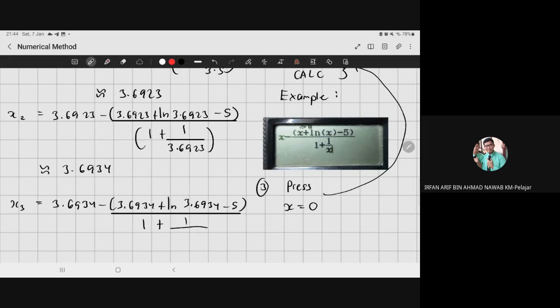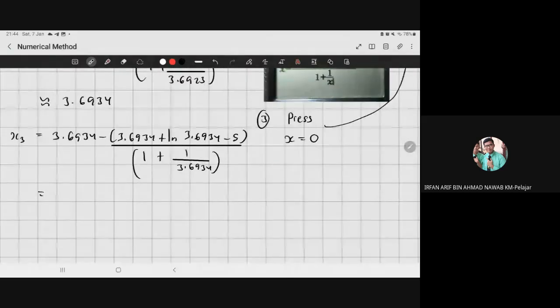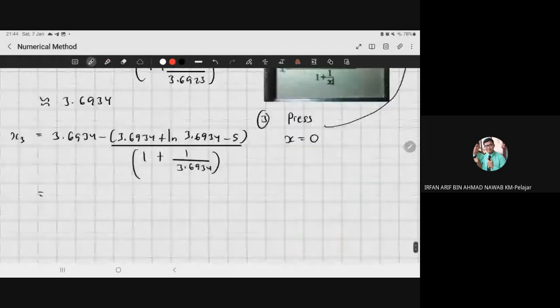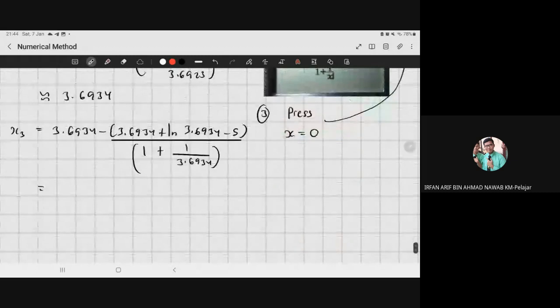1 plus 1 over 3.6934, and then again, calc answer. Don't need to enter 3.6934, no need. Sorry. Calc answer, and you will get 3.6934. Okay, this looks promising.